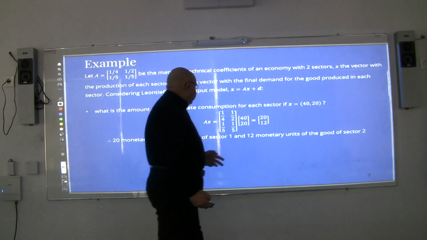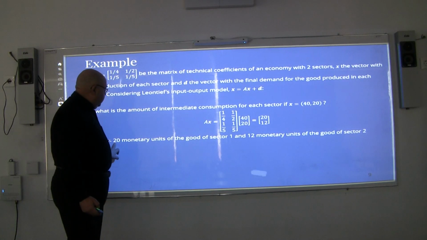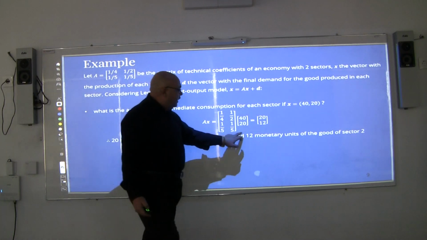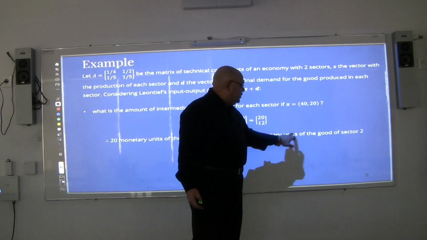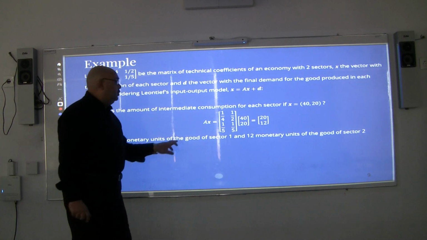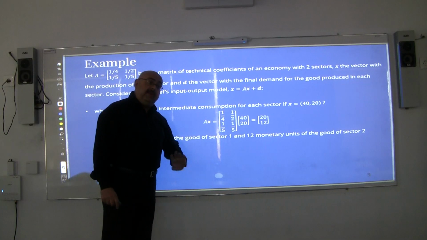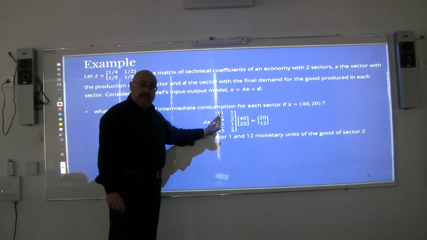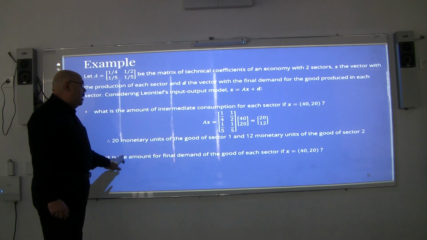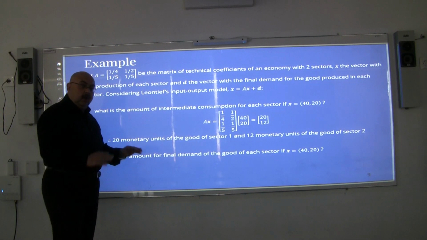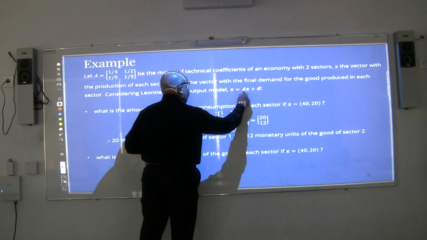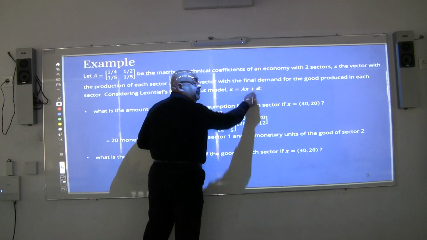What's remaining for final demand? So 20 monetary units of the goods of sector 1 and 12 monetary units of the goods of sector 2 will be exhausted, okay? I can ask you about each one of these values. It's very, very simple. I can do the math, multiplying these two matrices, and I will have the data. Okay, the second question, what is the amount of the final demand? Omar, it's very, very simple. Once more, X is production, AX is intermediate demand, and D is the final demand.